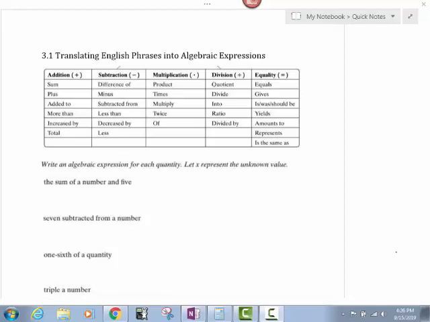Section 3.1 talks about how we translate English phrases into algebraic expressions. I have a little table with all the words that mean either addition, subtraction, multiplication, division, or equals. The directions here say write an algebraic expression.